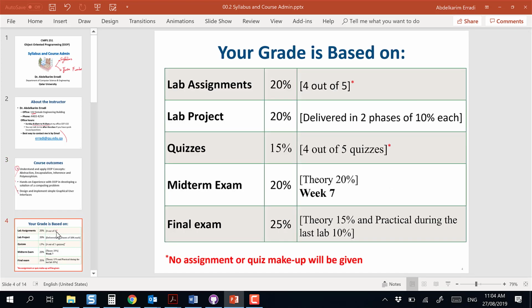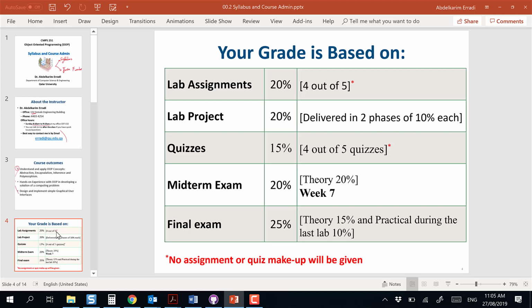So in terms of evaluation, this is how the grading will work. You will have lab assignments, 5 assignments. Top 4 will be considered, 1 will be ignored. The lab project will be divided in 2 parts. One towards the middle of the semester and the second phase towards the end of the semester. So this way you don't have everything rushed towards the end. So you have quality time to spend on your project.